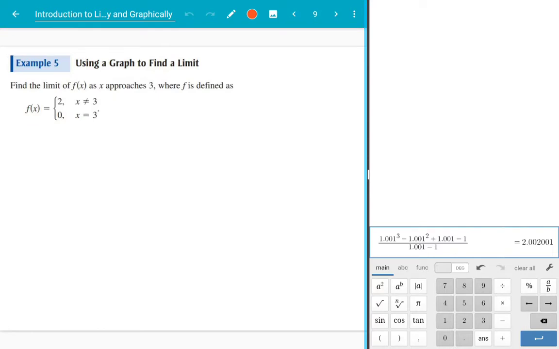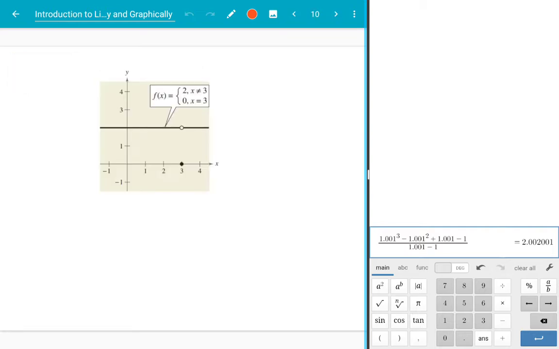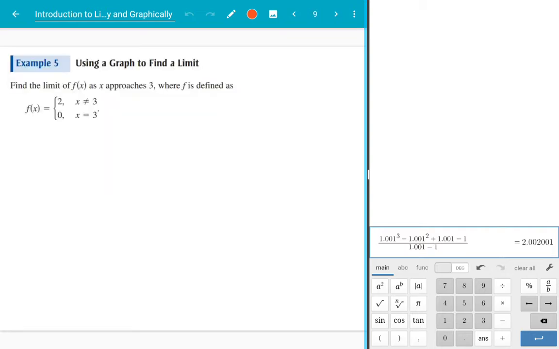Okay, let's use a graph to find the limit. All right, so let's find the limit of this function as x approaches 3, where f is defined as the following. All right, so let me just see. I do have the graph here. Okay, so really quickly, it is a piecewise function. What it's saying, and we can kind of quickly draw this, and we'll just look at the next slide to confirm.